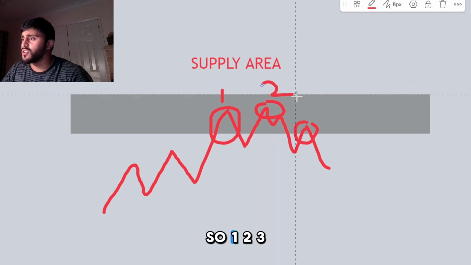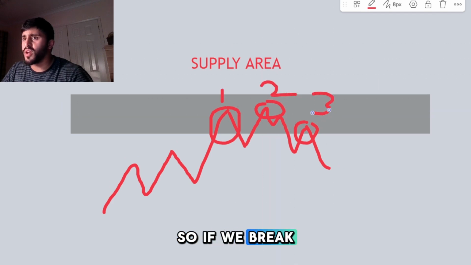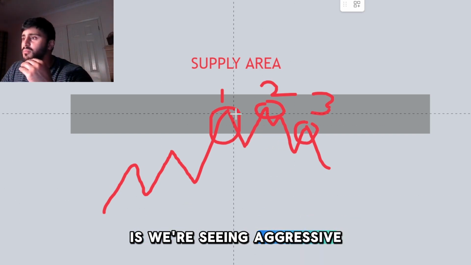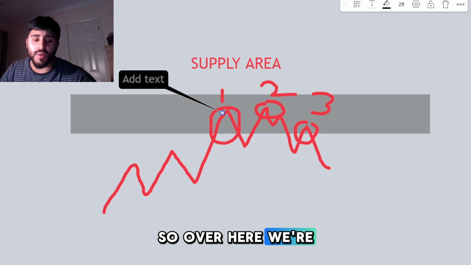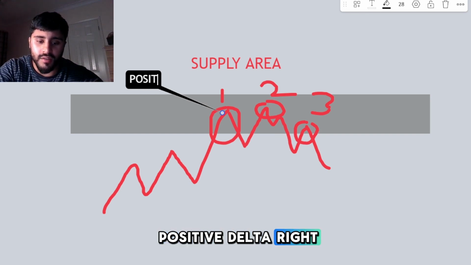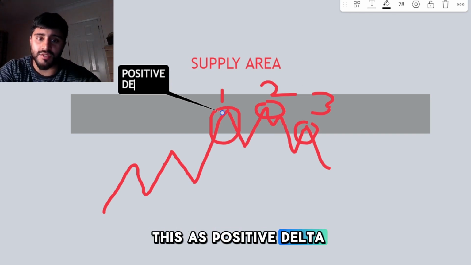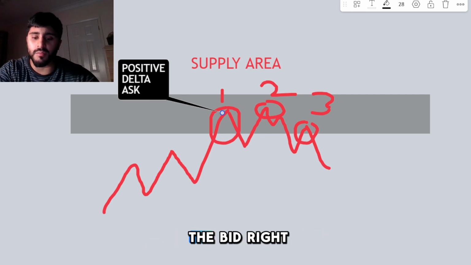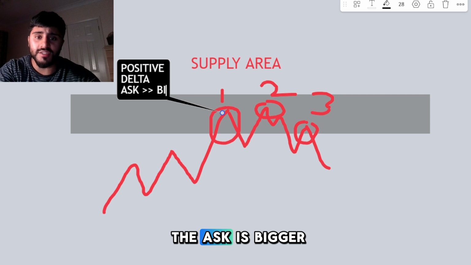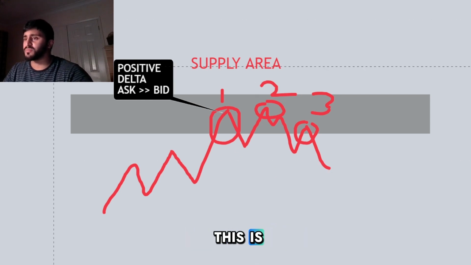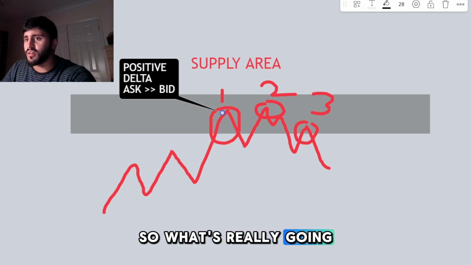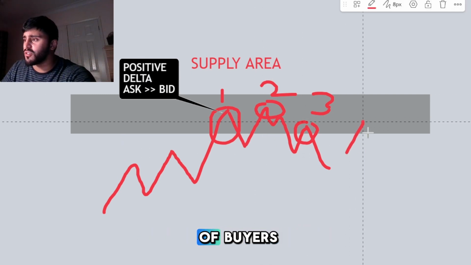So 1, 2, 3. If we break this down, what's really happening over here is we're seeing aggressive buyers fail, right? Over here, we're seeing a lot of positive delta. If I label this as positive delta, the positive delta simply means that the ask is bigger than the bid, a lot bigger. So you want to imagine this as an auction between buyers and sellers, right? What's really going on over here is we see a ton of buyers.